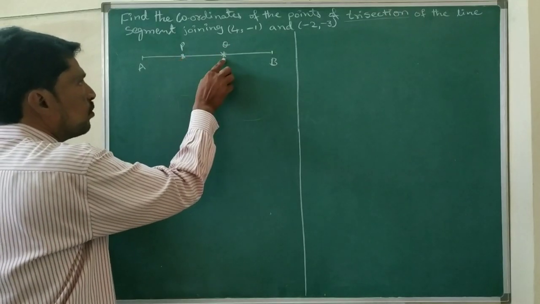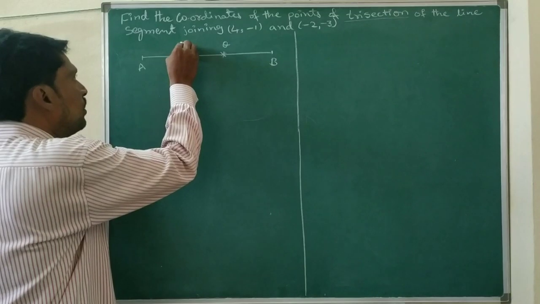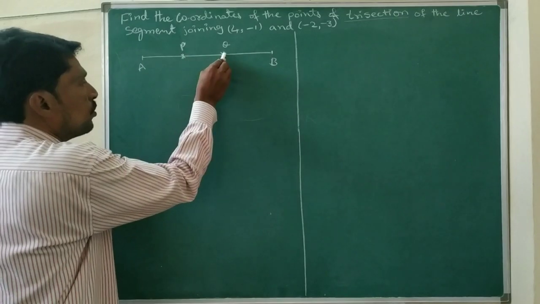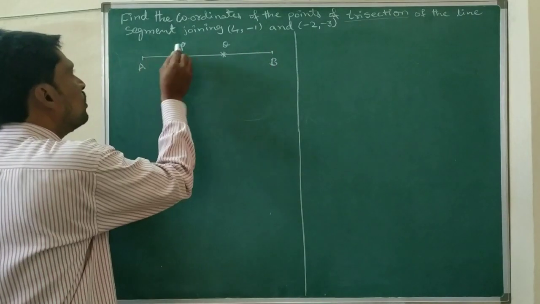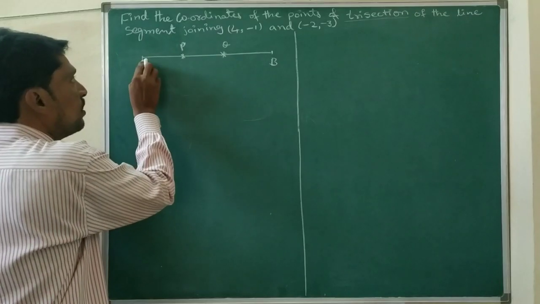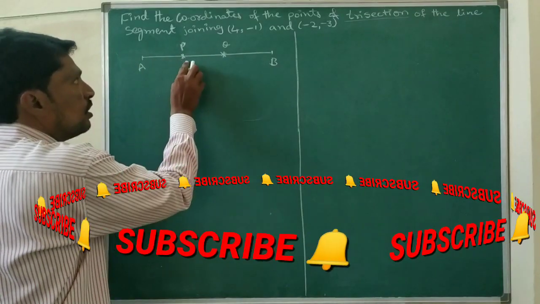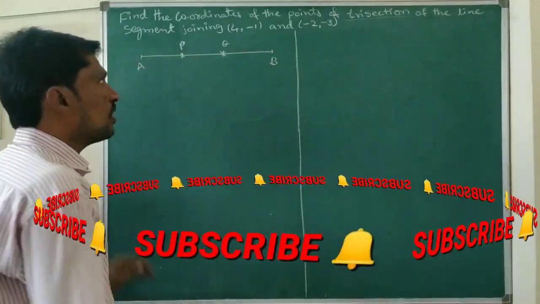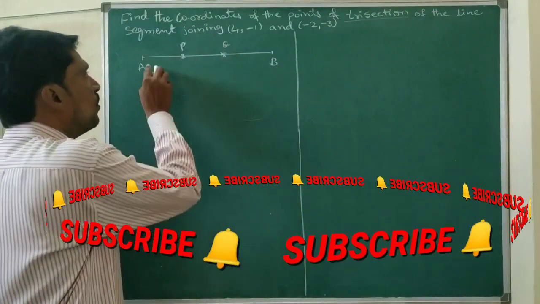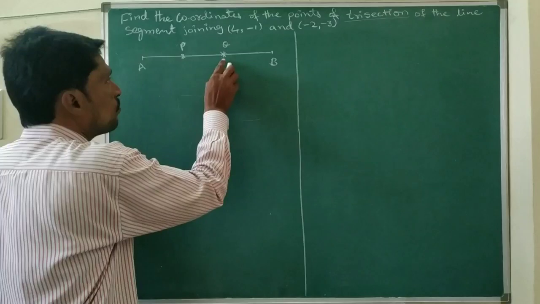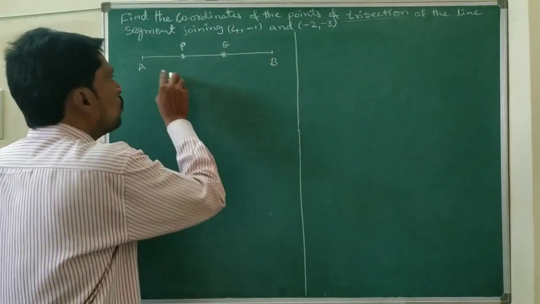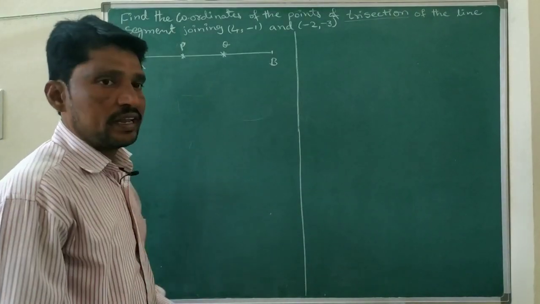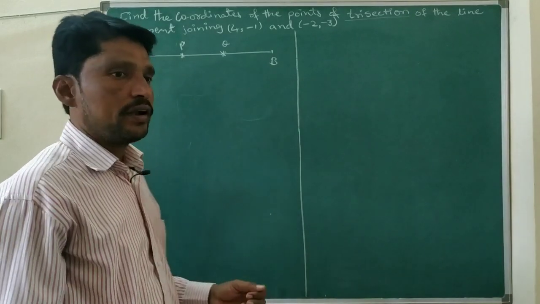One point is P, one more point is Q. So how is this point P dividing? AP is 1 unit, PQ is 1 unit, QB is one more unit. So AP to PB, it divides in the ratio 1:2. And this point Q divides AQ to QB: AQ is 2 units and QB is 1 unit, so the ratio is 2:1. Now let us see the solution.